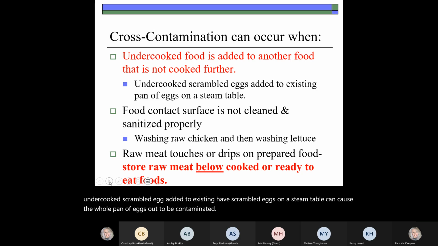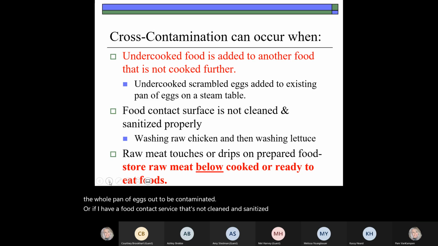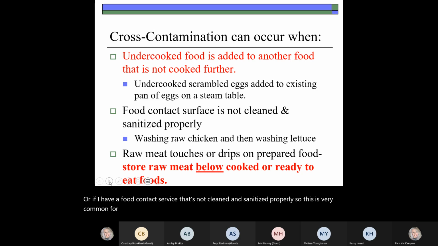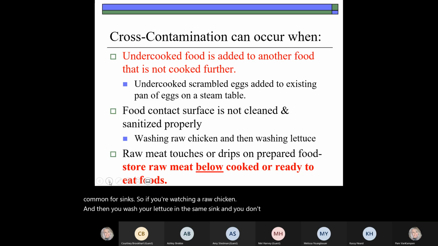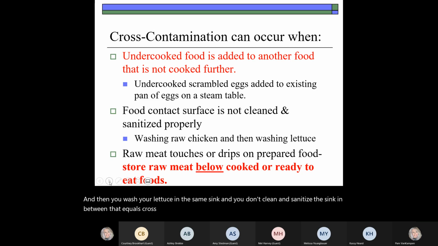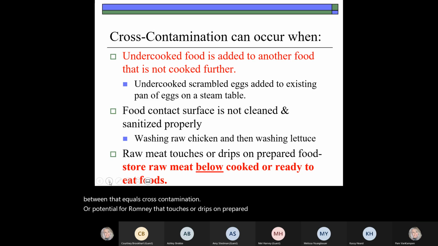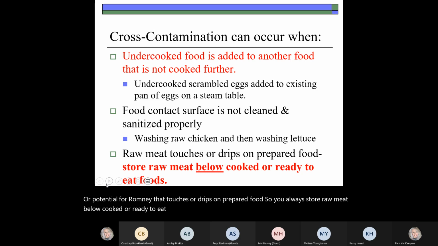Or if I have a food contact surface that's not cleaned and sanitized properly. So this is very common for sinks. If you're washing a raw chicken and then you wash your lettuce in the same sink and you don't clean and sanitize the sink in between, that equals cross-contamination, or potential for. Raw meat that touches or drips on prepared food. So you always store raw meat below cooked or ready to eat foods.